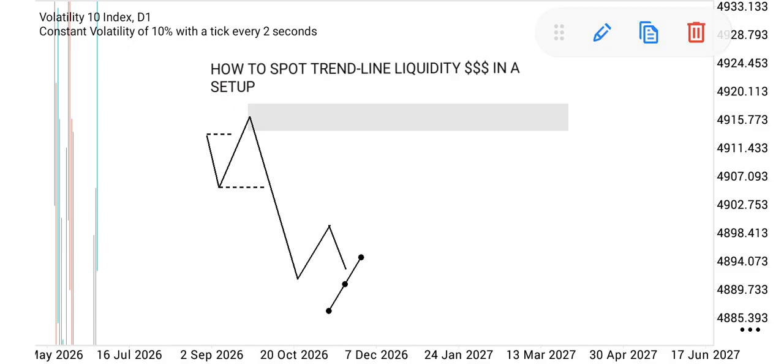So we begin to see the market doing something like this. Price doing something like this.